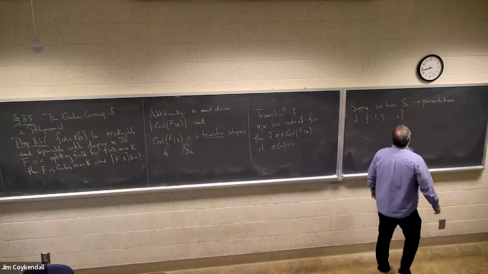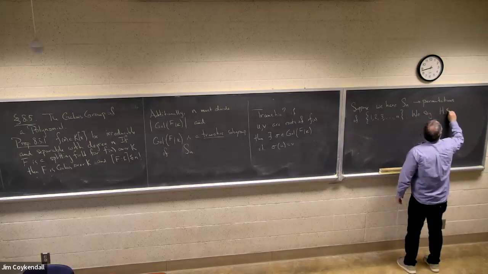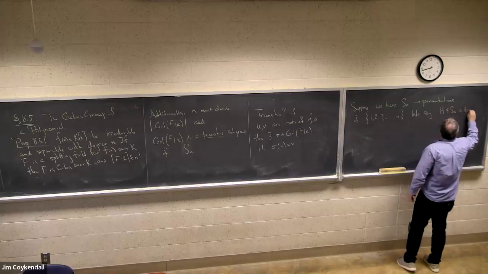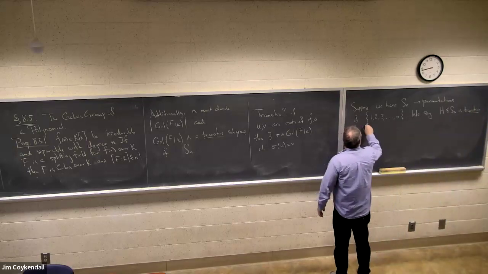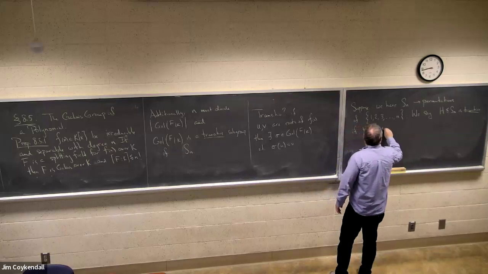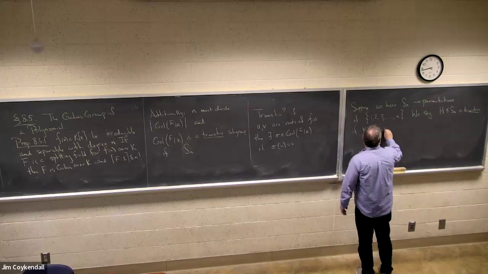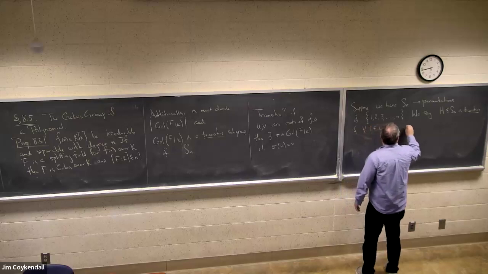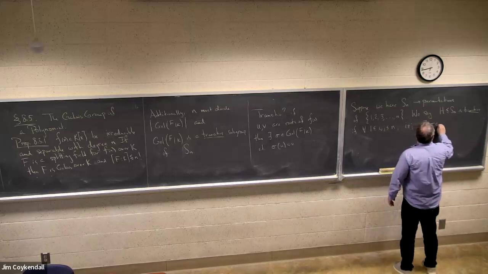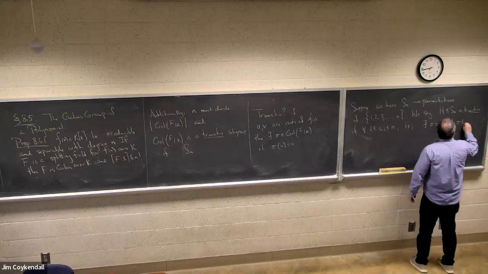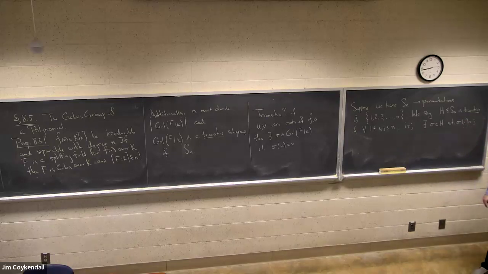We say, let's say H in Sn is transitive if for all i and j, there exists sigma in H such that sigma(i) is equal to j. So given any two of these numbers, there's something in that subgroup.